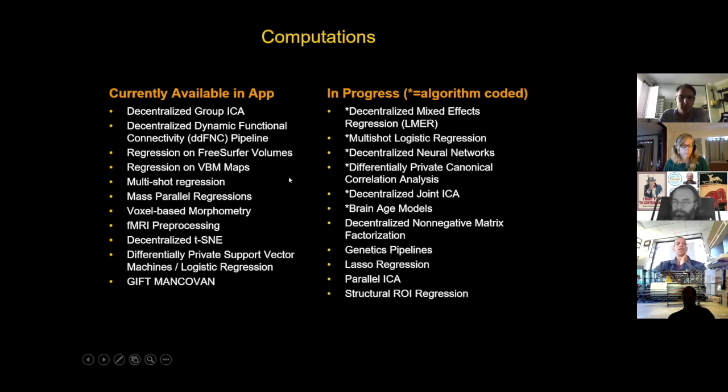Here on the left, you can see a long list of the different computations that we have already implemented and put into the application, including regression, voxel-based morphometry. We've got group ICA and some other things. I'll show some examples of those later. We have a number of other things that are in the pipeline. The ones here that are starred, we've already built the algorithms and got the code working, but it's not in the application just yet, because that requires building the graphical interface and the input and output data pipelines and other things.